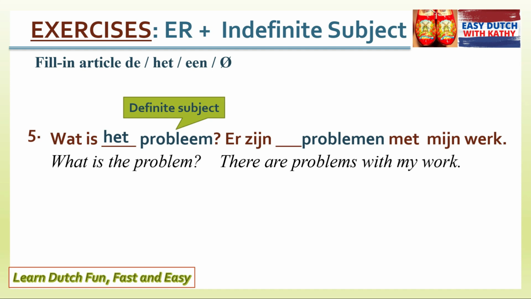And problemen in sentence number 2 is mentioned in general. So it is an indefinite subject. And we don't have any article here. So our final sentences are: Wat is het probleem? Er zijn problemen met mijn werk.